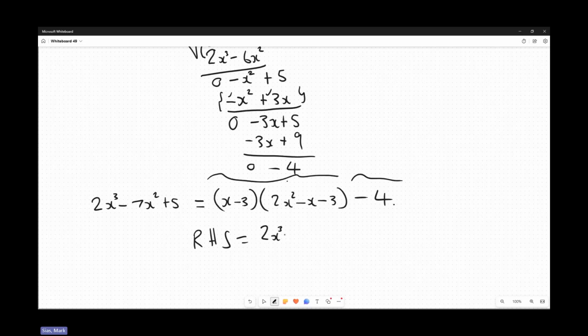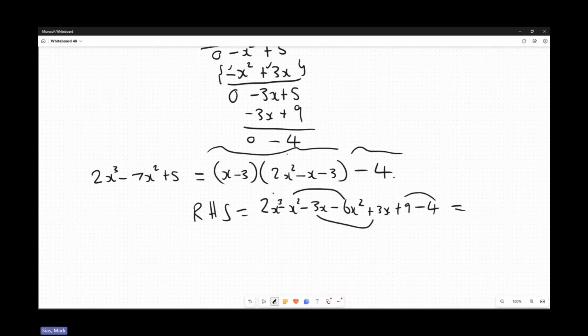I'm checking here quickly. Yes, so the left-hand side is equal to the right-hand side. Good. Minus 7x squared, 2x cubed, 3x cancels that, 9 minus 4 is 5. Great, okay, good. Okay, guys, it seems correct.